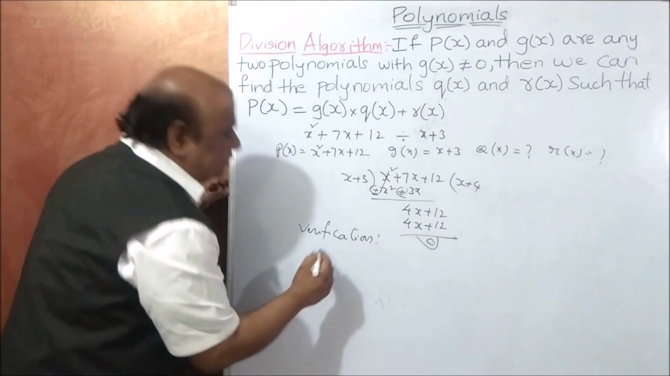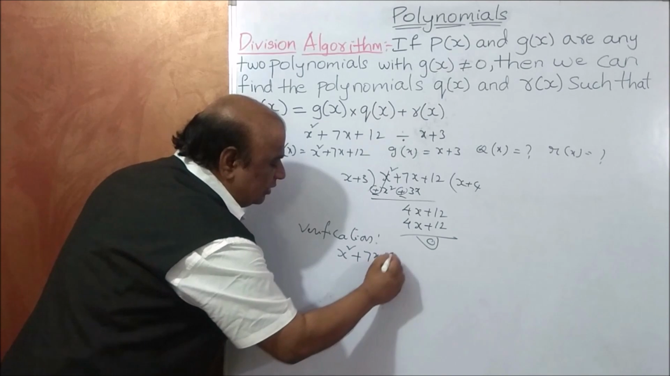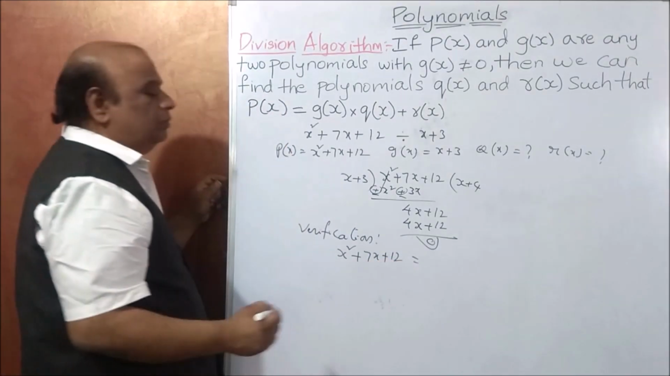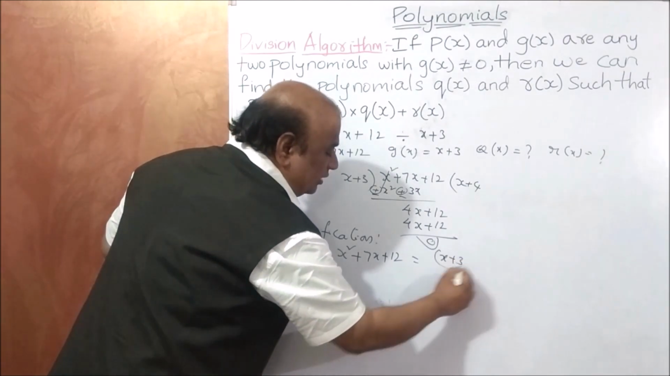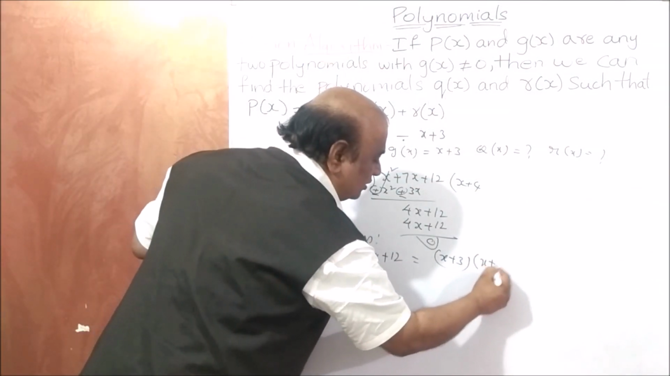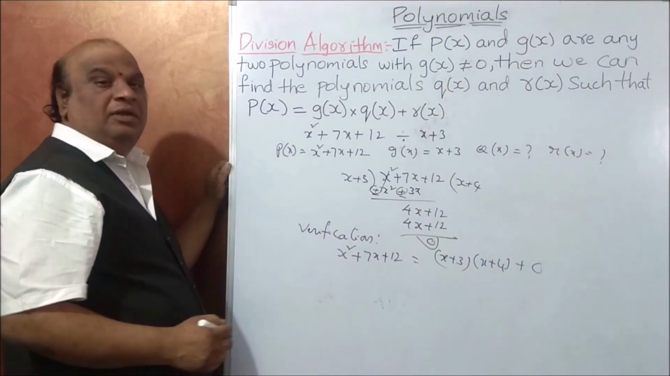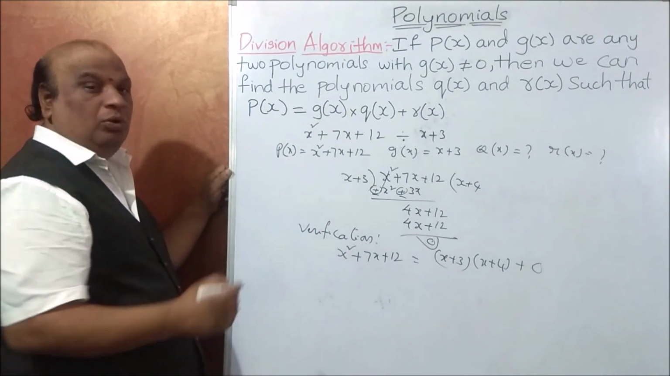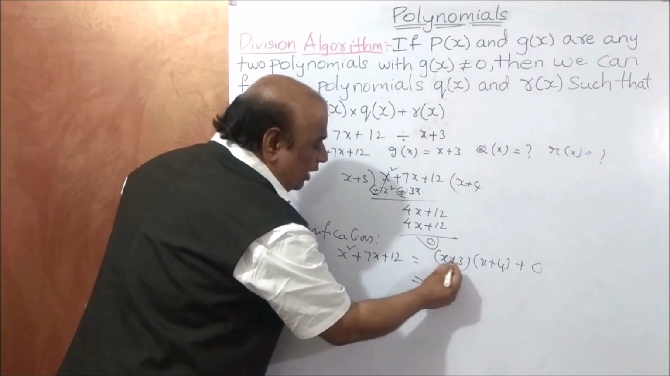Verification: x square plus 7x plus 12 is equal to (x plus 3) into q of x plus r of x, that is 0. Now x plus 3, how to multiply here?